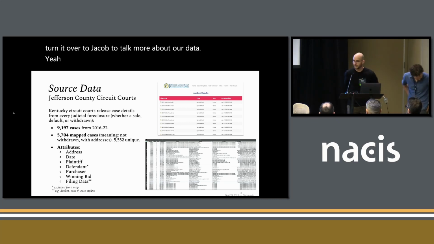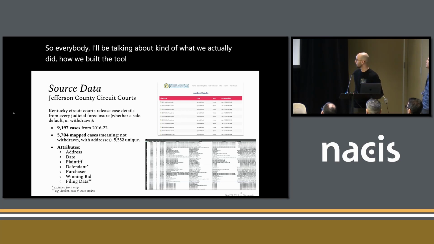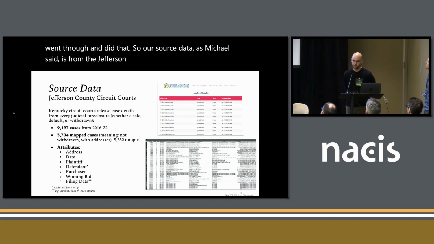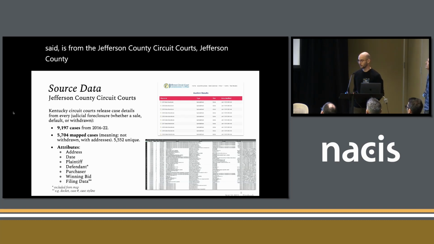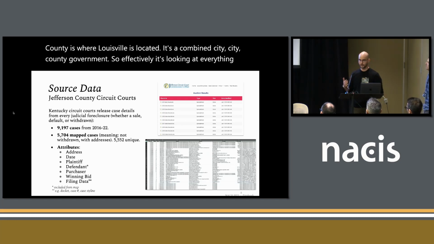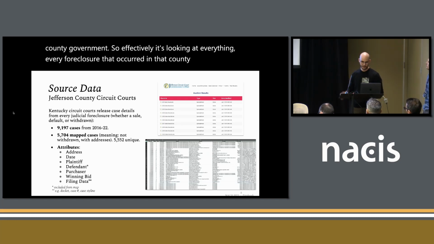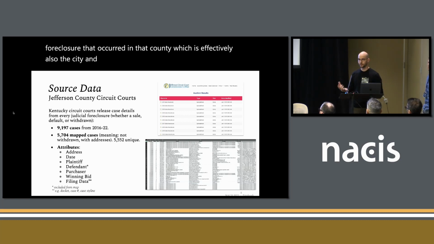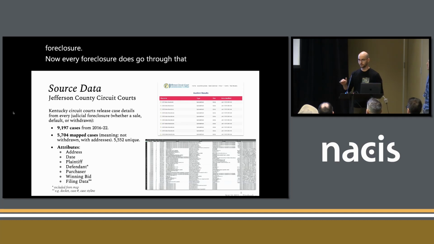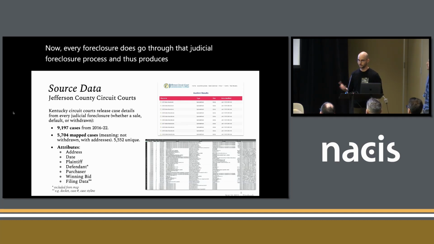Yeah, so hi everybody. I'll be talking about what we actually did, how we built the tool, what data we worked with, and how we went through that. So our source data, as Michael said, is from the Jefferson County Circuit Courts. Jefferson County is where Louisville is located. It's a combined city-county government. So effectively, it's looking at every foreclosure that occurred in that county, which is effectively also the city. And since Kentucky is a judicial foreclosure state, pretty much every foreclosure goes through the judicial foreclosure process and thus produces court records. So we took those court records for Jefferson County and used that as the basis for our tool.